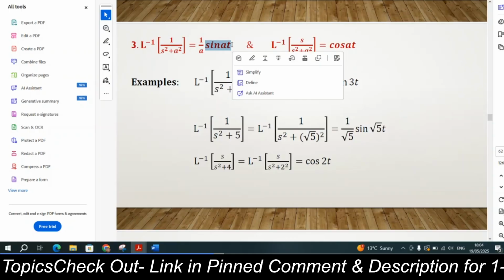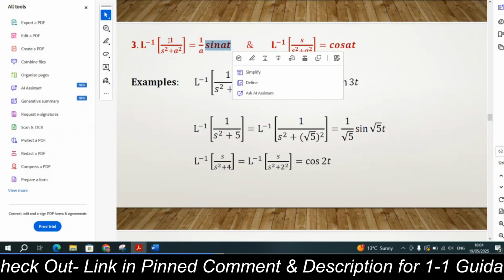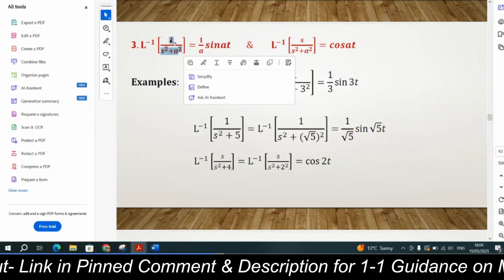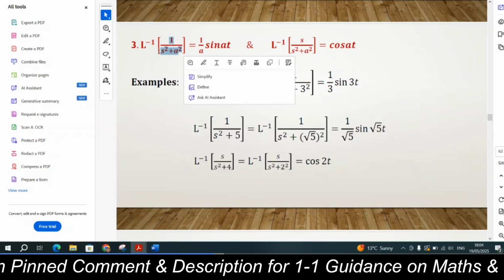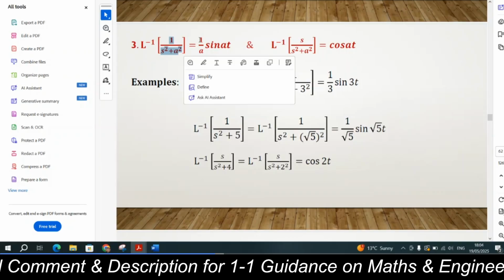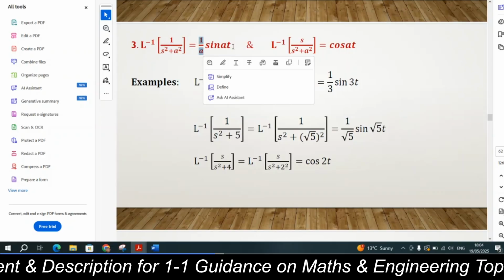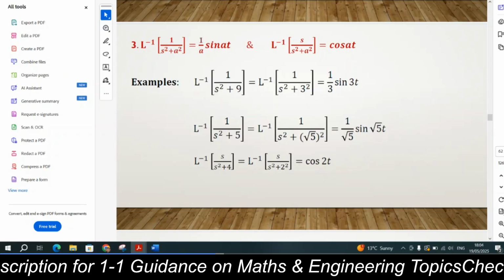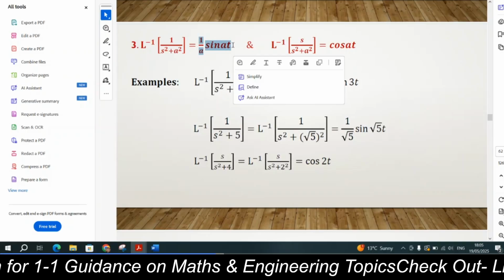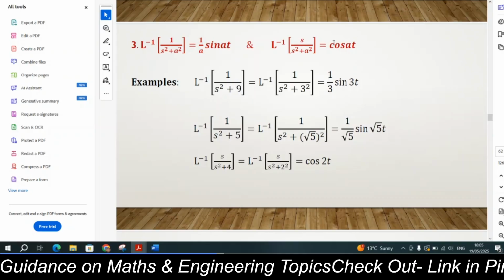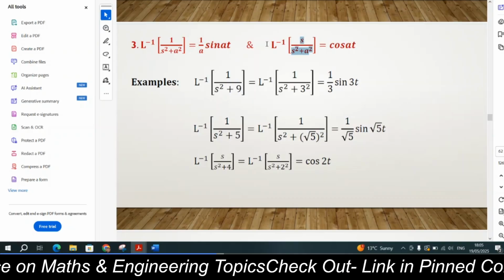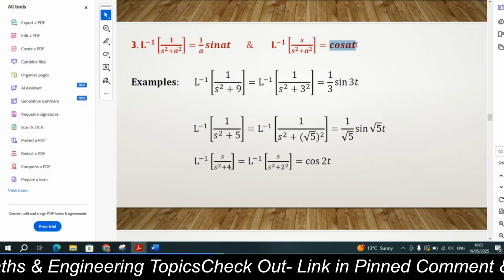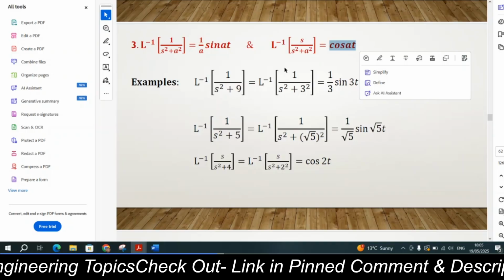Now over here, we know the Laplace transform of sine at is a upon s square plus a square, where a is a constant. So if you just have 1 over s square plus a square, this is as good as a upon a, so the a in the denominator remains as it is, and a upon s square plus a square inverse Laplace becomes sine at, and therefore you have this. Is this clear? Yes, sir.